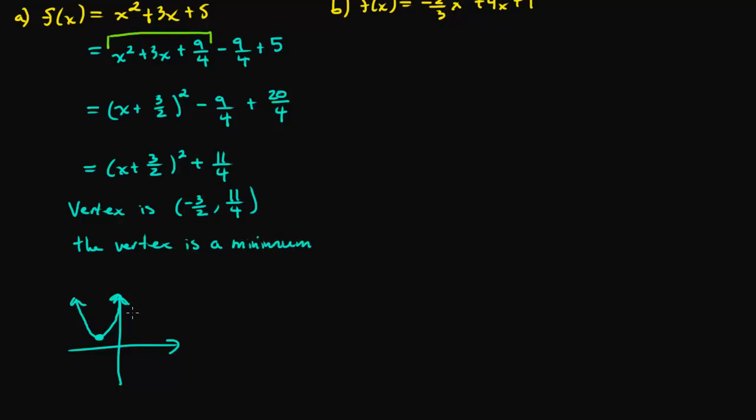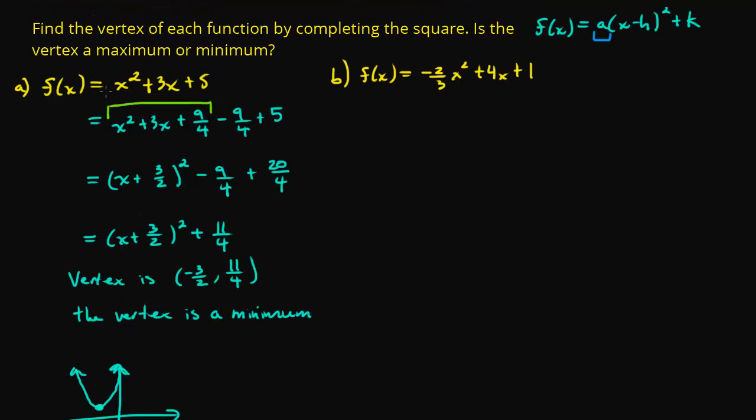And that's because the parabola opens upward. So in example B, we have a fraction, and we have a coefficient that's not equal to 1. So B is a little bit different than A. In A, we had a coefficient of 1 beside x squared.